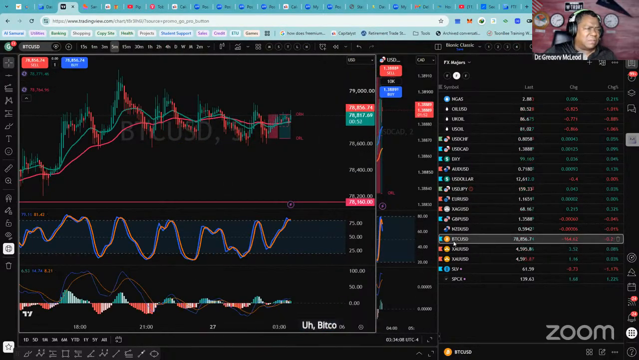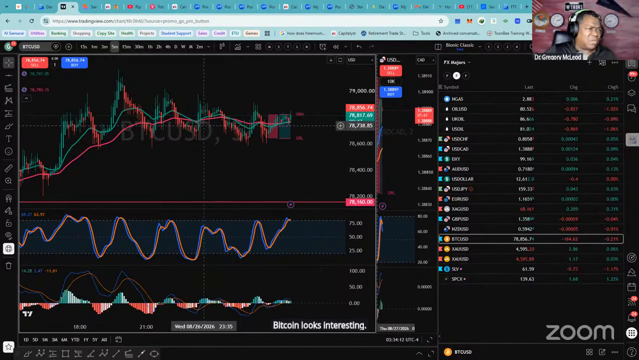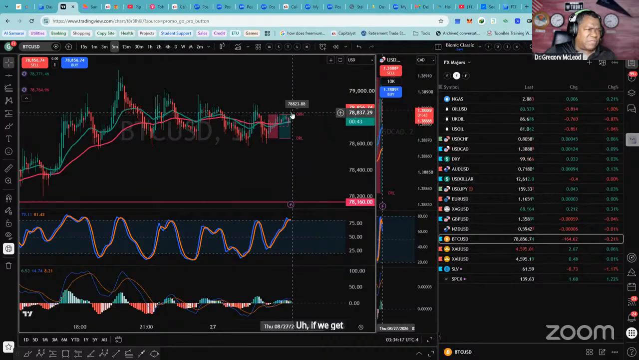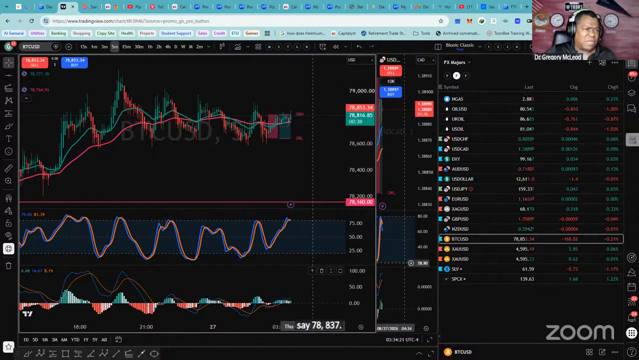Bitcoin looks interesting. Moving averages are coiled kind of tight. If we get a break above, say, 78,837, we're interested in that.